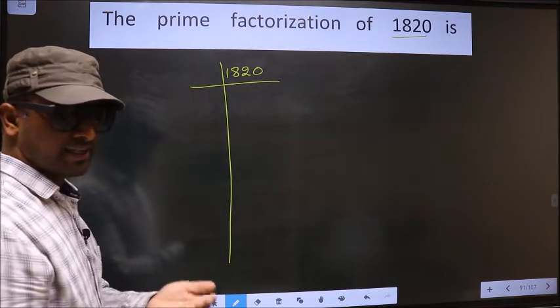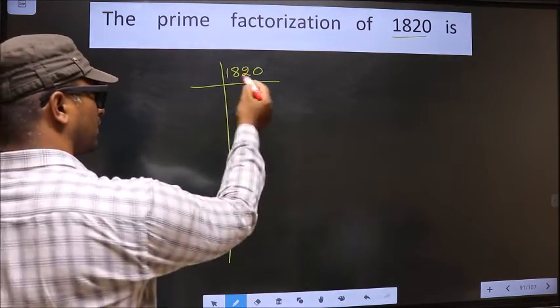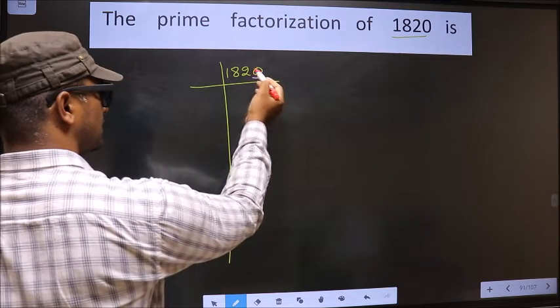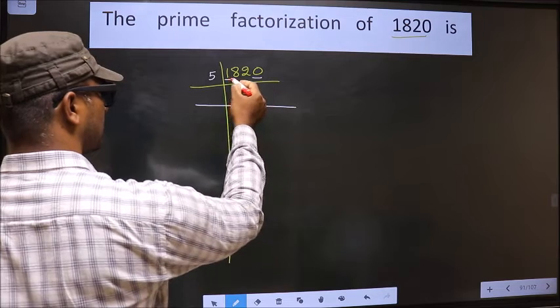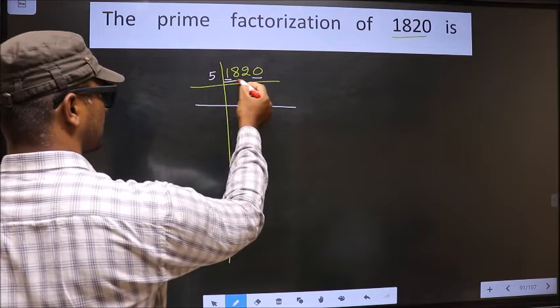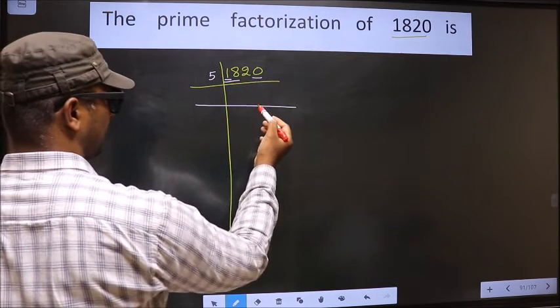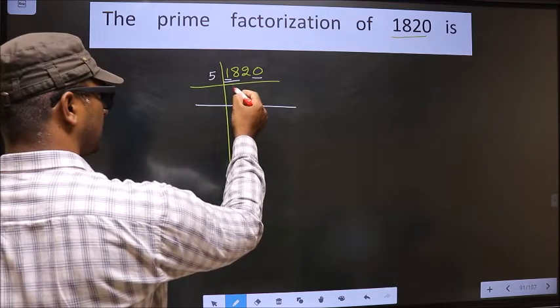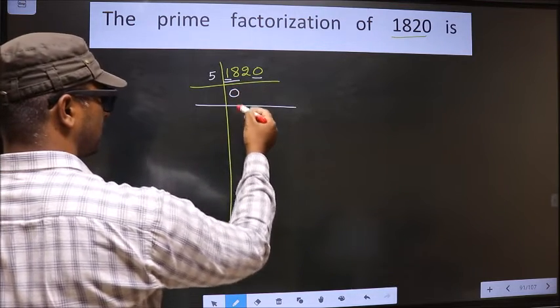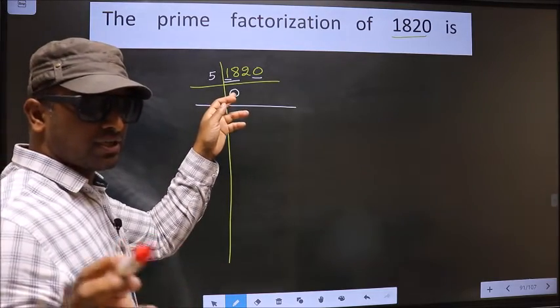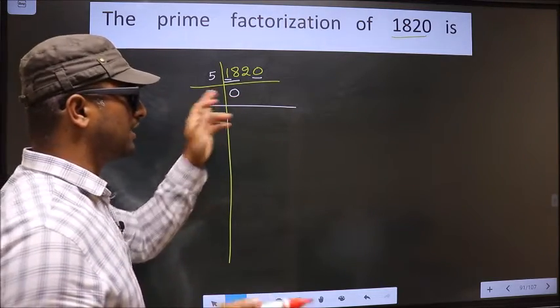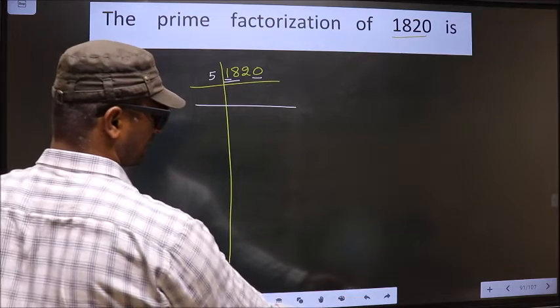Okay, next. For this number, the last digit is 0, so we take 5 here. The first number is 1, 1 smaller than 5, so we take two numbers, that is 18. Whenever we take two numbers, compulsory we should put 0. But 0 at the starting does not count. So no need to write 0 at the start.